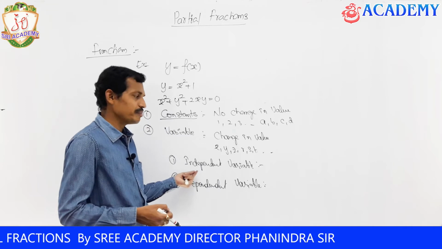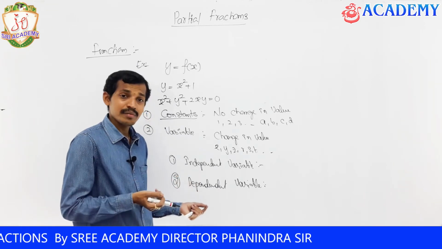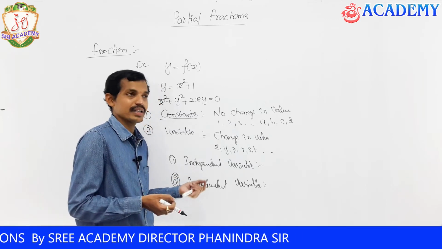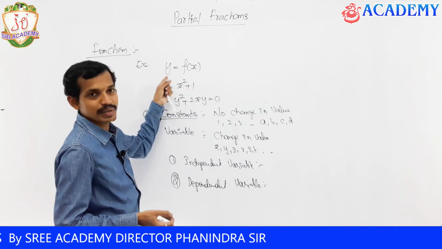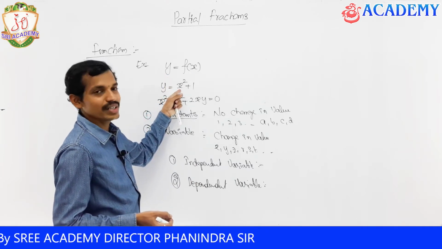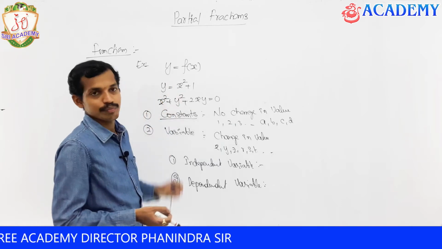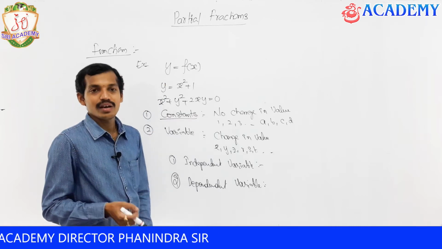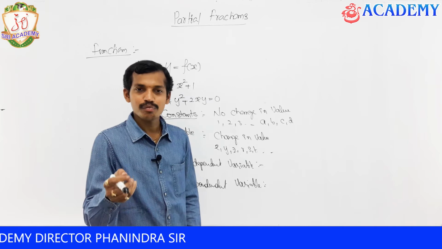Independent means we can give our own values to the independent variable, but dependent means it depends on the independent variable. See, in this function, x is independent variable, y is dependent variable. We can give own values to the x, but by giving the values to x, you will get y. That's why y is dependent, x is independent variable. In partial fraction topic, we will see one more function here.